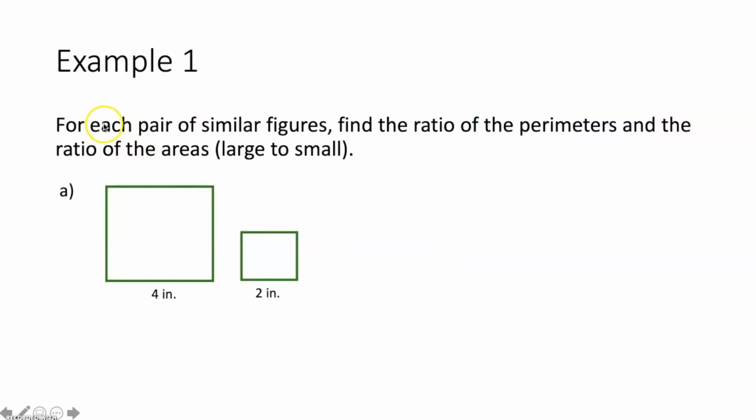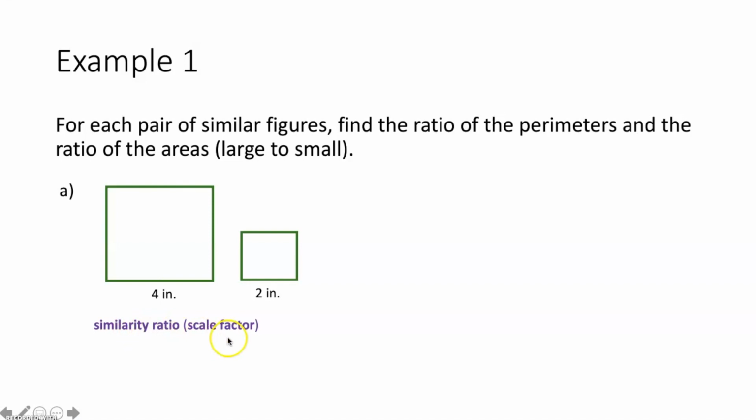Now example 1 says for each pair of similar figures, find the ratio of their perimeters and the ratio of their areas. We're going from large to small. Now as you just saw, both the ratio of the perimeters and the ratio of the areas are based on the similarity ratio or scale factor. So we need to find that first. To find the similarity ratio or scale factor, all we have to do is set up a ratio with one pair of corresponding side lengths in these similar figures. And since we're going from large to small, we want the side length in our larger figure in our numerator and the side length of our smaller figure in the denominator.